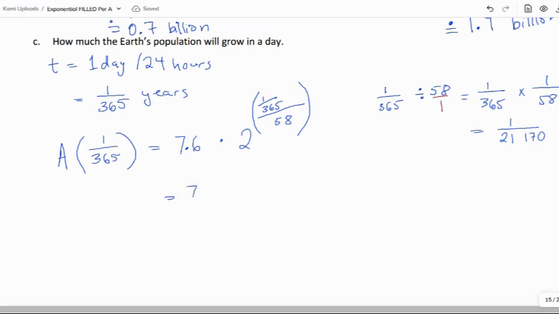So what we're punching in is 7.6 times 2 to the power of 1/21,170th. Am I looking for a huge number or a small number? Okay, good. That's CTB. That's critical thinking brain, anticipating an answer. In anticipation, I know I'm going to be rounding. Or do I have to round?